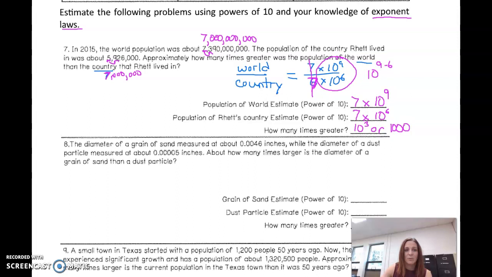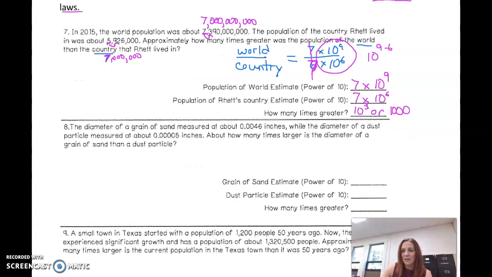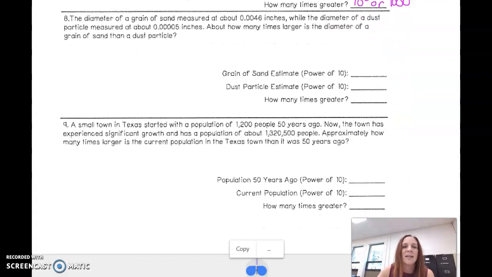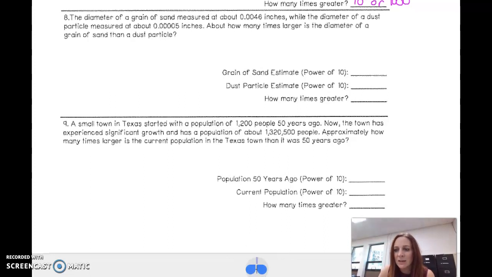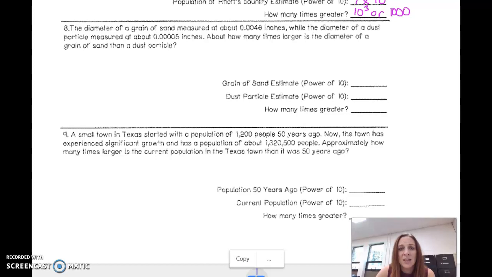So let's try another example. The diameter of a grain of sand measures about, tenths, hundredths, thousandths, ten-thousandths, so 46 ten-thousandths, 0.0046 inches, while the diameter of a dust particle measured about 0.00005 inches. How many times larger is the diameter of a grain of sand than a dust particle? So the same thing here, and again, I want to keep those first numbers the same.